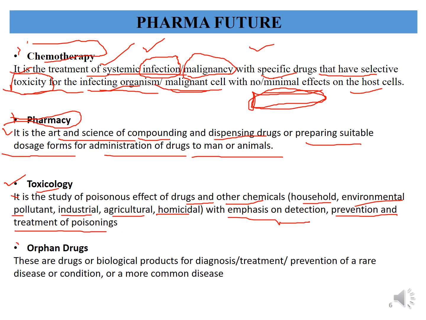Last one, orphan drug. Orphan drugs are the drugs or biological products which are useful for diagnosis, treatment, or prevention of a rare disease or condition, or a common disease. Rare diseases are diseases which are very limited or rare in a specific part of the world. For example, in India, sickle cell anemia and autoimmune disease. Generally, this type of patient is present in India. So, if a drug is used for diagnosis, treatment, or prevention of that rare disease, the drug is called a rare drug or orphan drug.